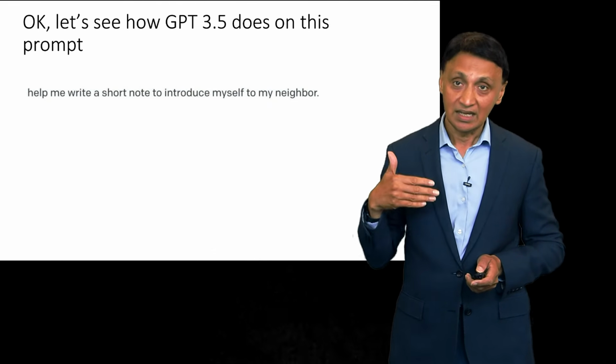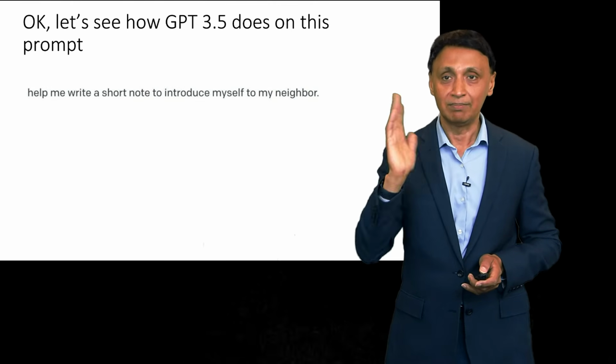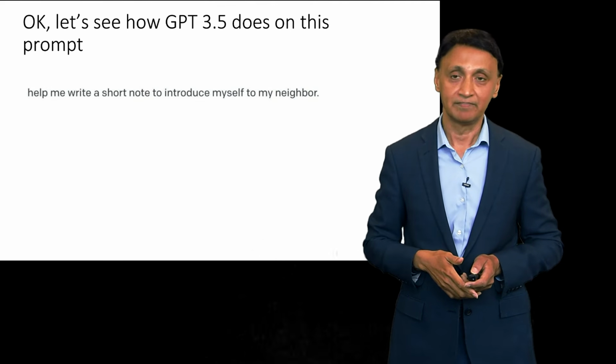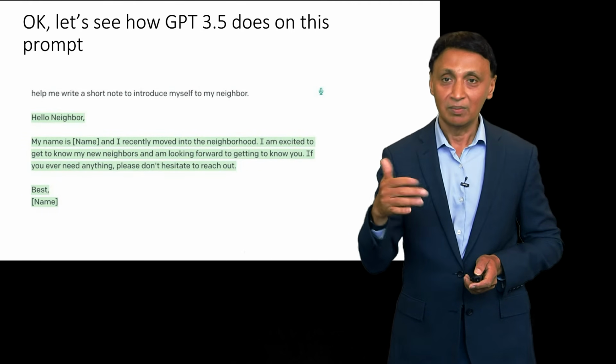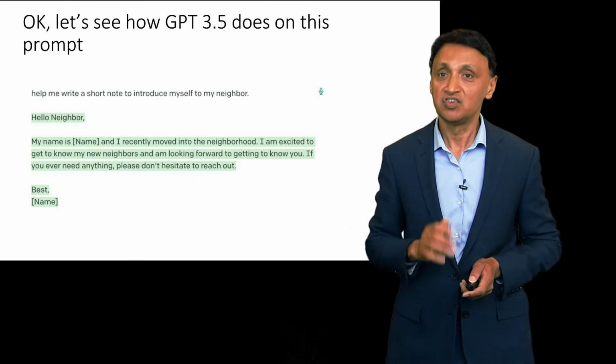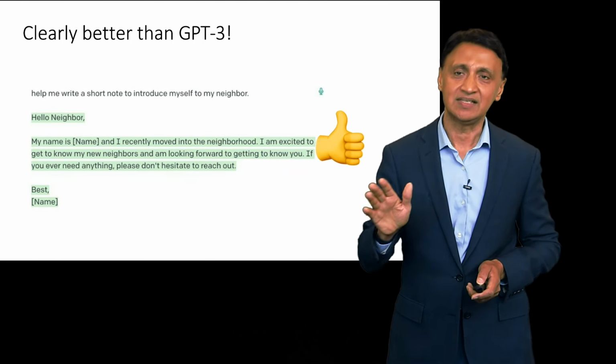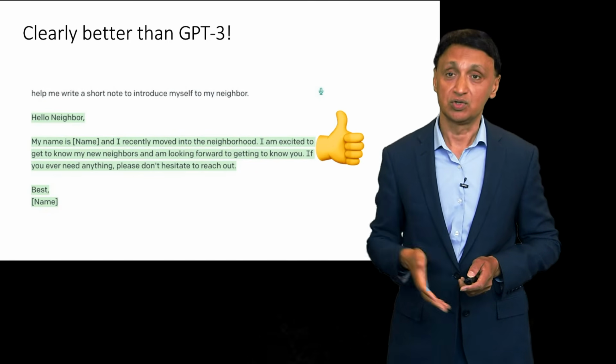Okay, now let's see how GPT-3.5 does on the original prompt that we used, which is: help me write a short note to introduce myself to my neighbor. Hello neighbor, my name is so-and-so, I recently moved, blah, blah, blah. Wonderful. It's a really good response. And you'll agree with me that it's just vastly, vastly better than what GPT-3 could produce.